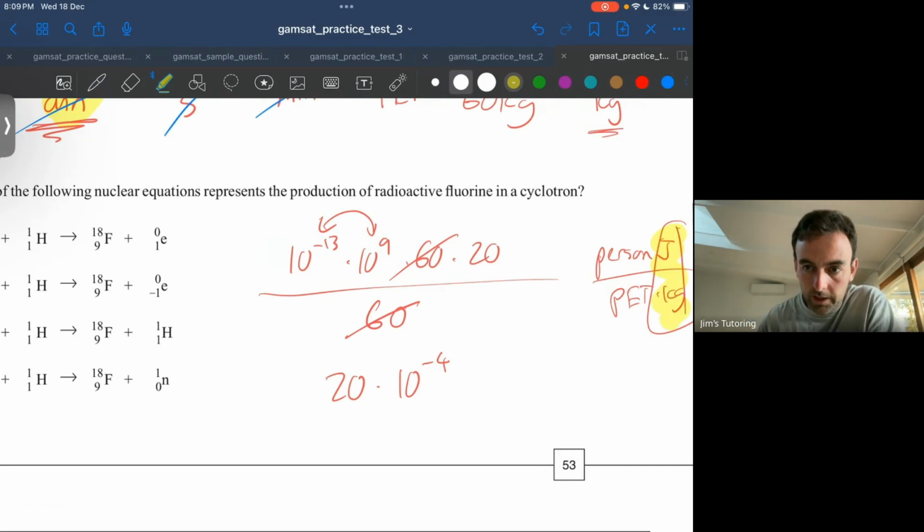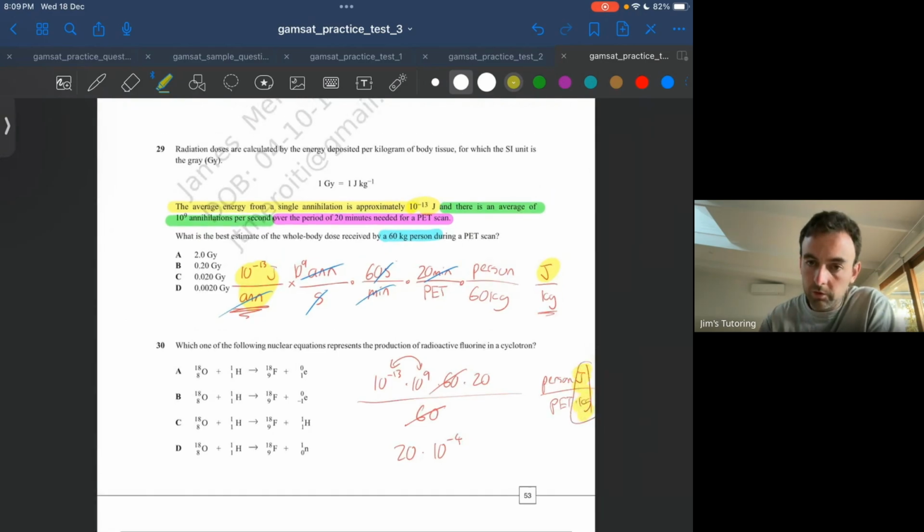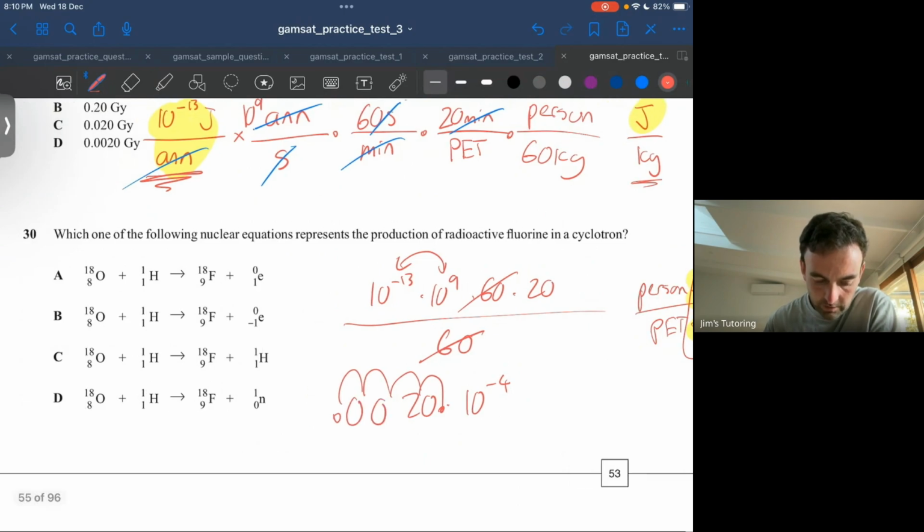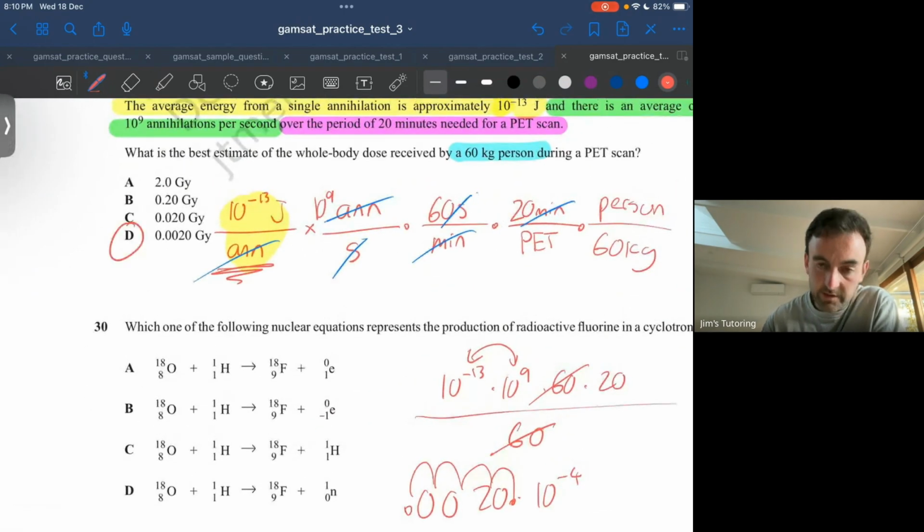So you overcomplicated that, but you had the right general idea. That's perfect. The more you practice this, the better you'll get at it. So it's 20 times 10 to the negative 4. So getting out of scientific notation, 1, 2, 3, 4. So it'll be 0.002, which is answer D.